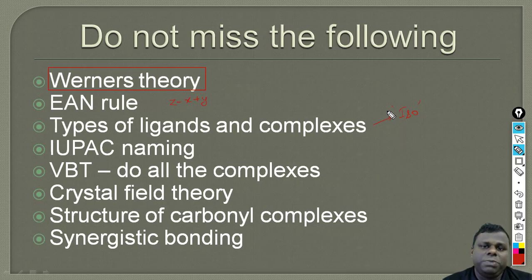Again, the section on isomerism, please do it. Especially the ligand isomerism, linkage isomerism, coordination isomerism. And linkage isomerism is basically shown by ambident ligands. There are exclusive examples which you should go through.